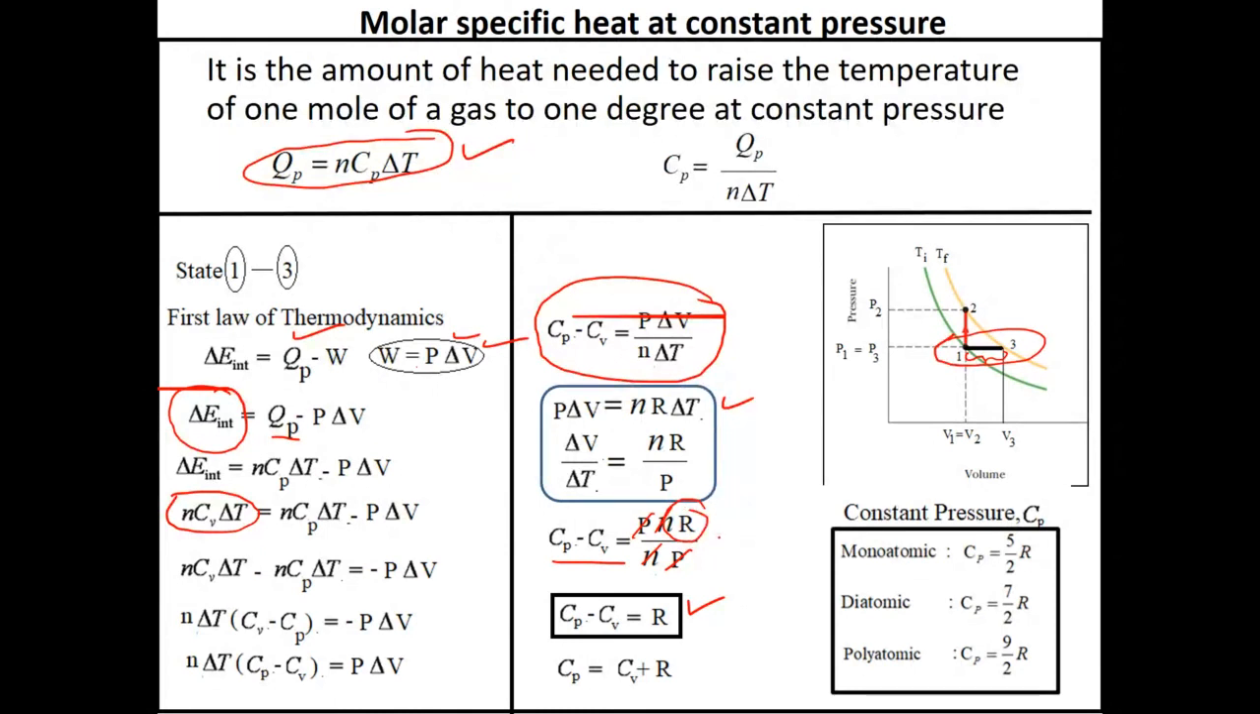Am I right? Yes. So this is one of the important rules, especially in molar specific heat at constant pressure. So Cp minus Cv is equal to R. Cp stands for molar specific heat capacity at constant pressure. Cv stands for molar specific heat capacity at constant volume. R stands for gas constant. Clear? Understand? Clear.